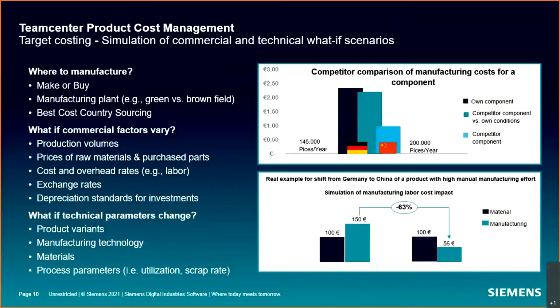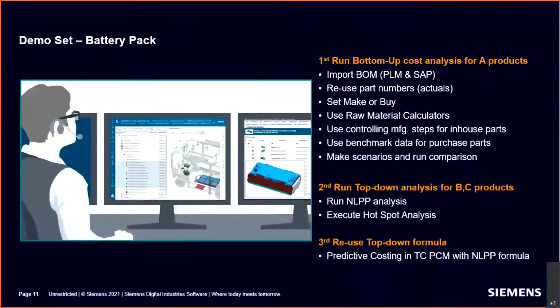Yeah, from your competition, in order to do a greenfield versus brownfield or a make or buy decision, or a best country sourcing. You can simulate how my price will be affected if I change my volume, my raw material, my overheads, my exchange rates, etc. And you can create variants and versions with these dimensions, change requests, manufacturing technologies and all this. Yeah, to demo this would take me hours. But for this, I did a short introduction, and this is what we focused on in our last webinar.